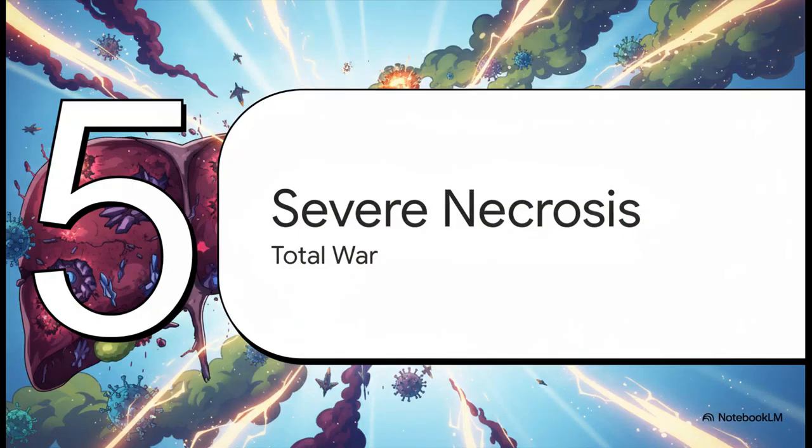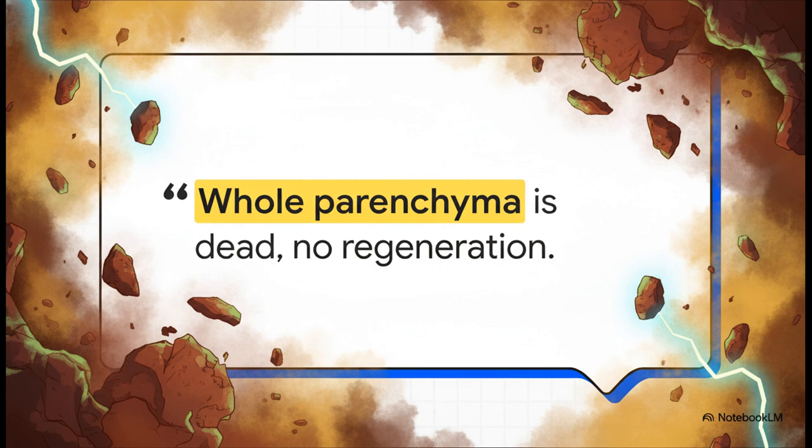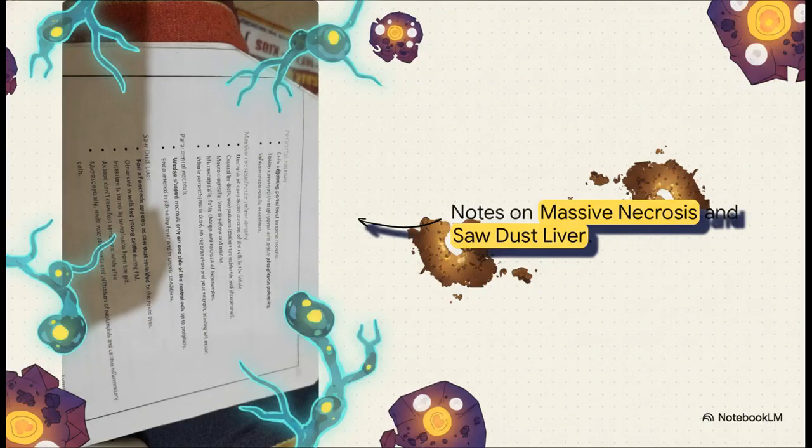Finally, we reach Section 5, Severe and Unusual Necrosis. This is total war. Whole parenchyma is dead, no regeneration. That chilling description from our source notes defines massive necrosis, which is also known as acute yellow atrophy. We are not talking about a targeted regional strike anymore. This is a catastrophic situation where the entire functional tissue of the liver is completely 100% wiped out. When you review the stark, handwritten pathology notes on this, you see the specifics of the diet and poisons that trigger this massive, unrecoverable state.